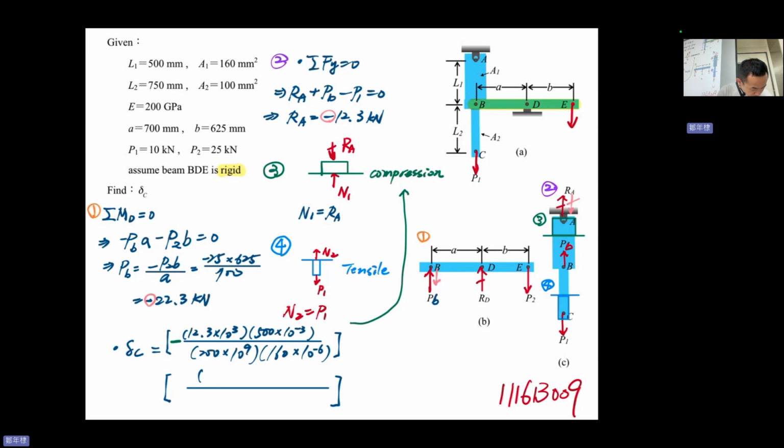What is the force? P1. Oh, 10. 10 times 10 to 3.